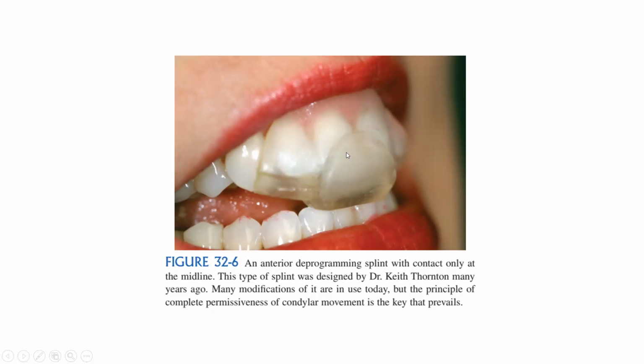And this type of splint is also called the nociceptive trigeminal inhibition splint, because it has to decrease the activity of the trigeminal nerve. And when there is trigeminal nerve exacerbation, then often the patient has the habit of parafunctional activity. So this type of splint, when given, helps to reduce the activity of the trigeminal nerve, and also helps to reduce the pain.